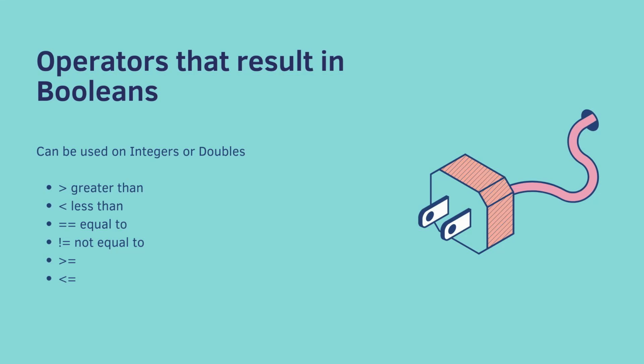When you use a single equals, that's saying assign. When you use double equals, that's asking, are these two things equal? You're checking. You can also ask, is this not equal to? And then you can even ask, is this greater than or equal to, or less than or equal to? And of course, you can do the exact same thing with doubles.